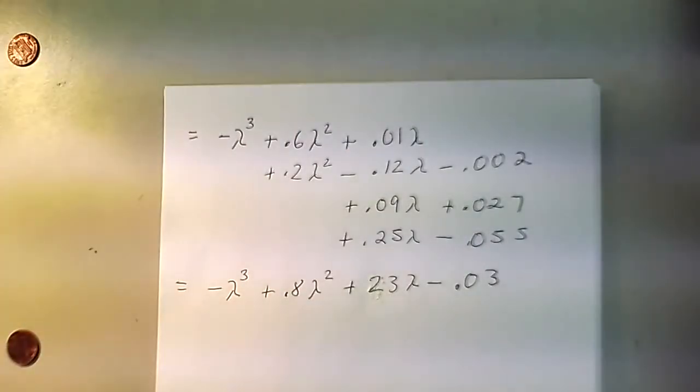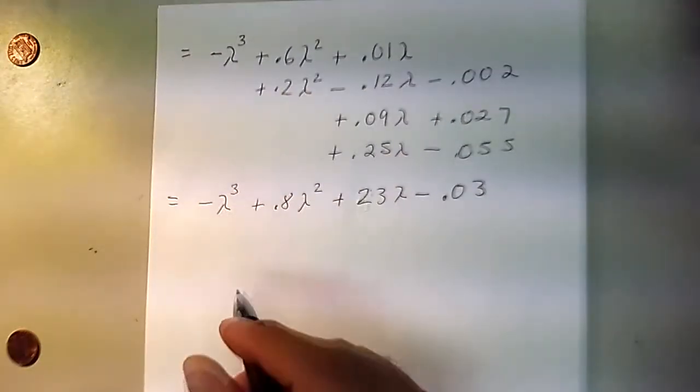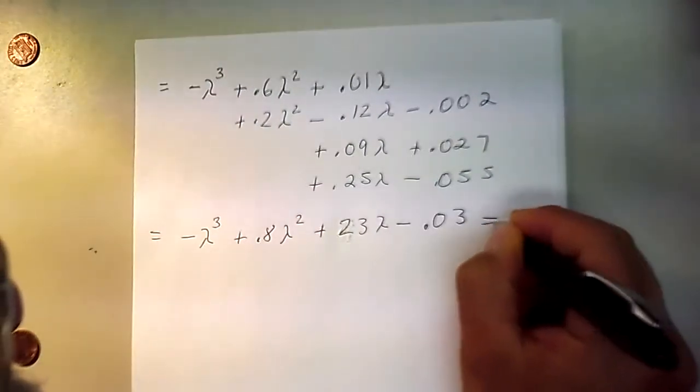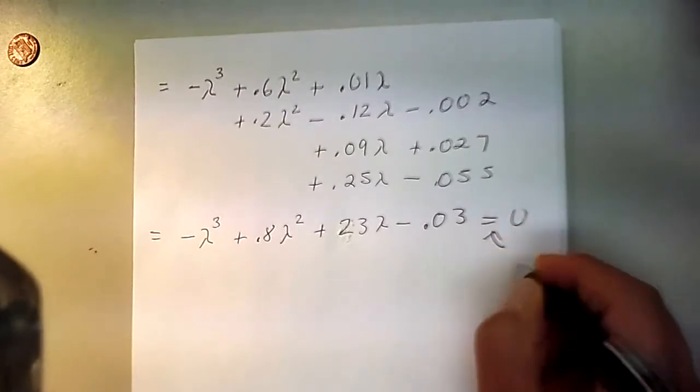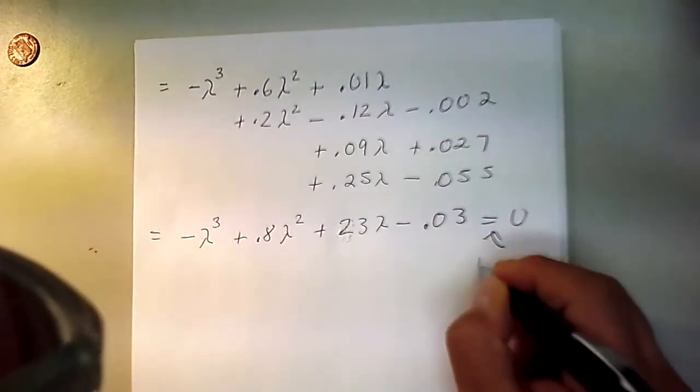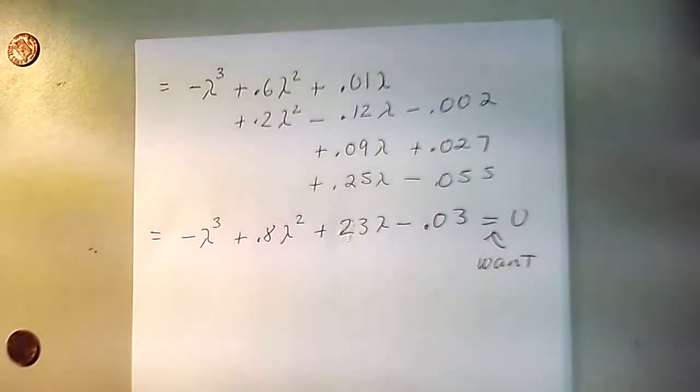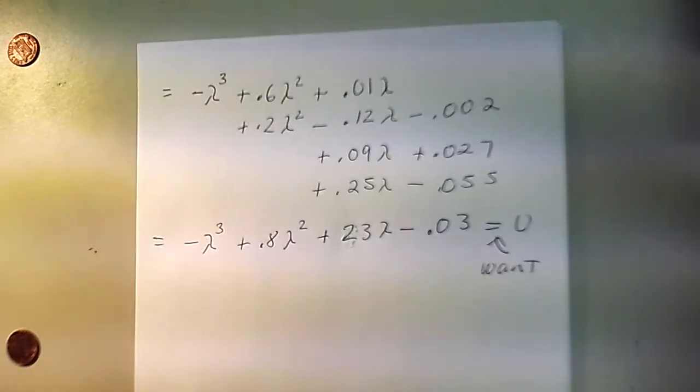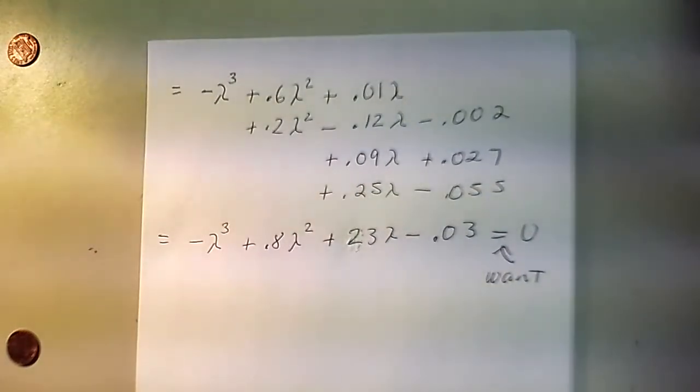And we want this characteristic polynomial to be equal to 0. So we want this to be 0. This is a want. It's not like it is always equal to 0. It varies depending on the value of lambda, but we want it to be 0.